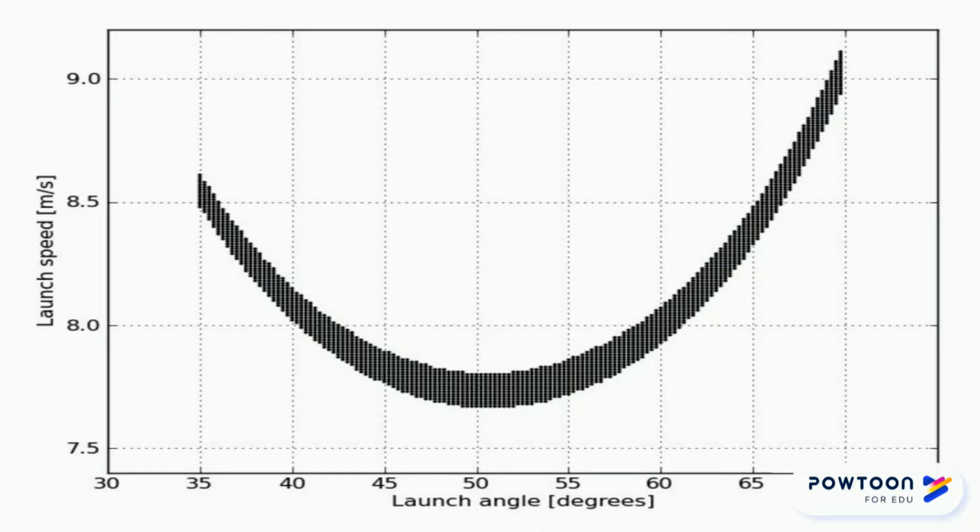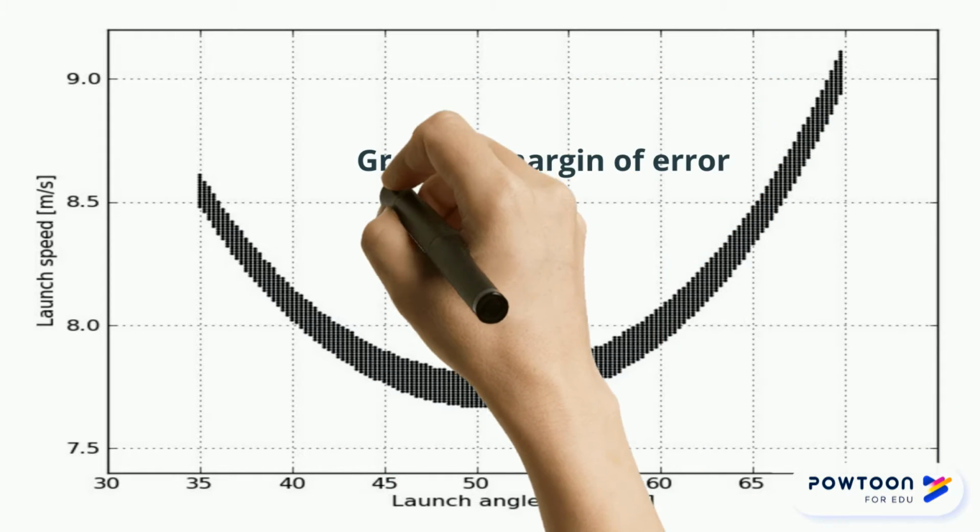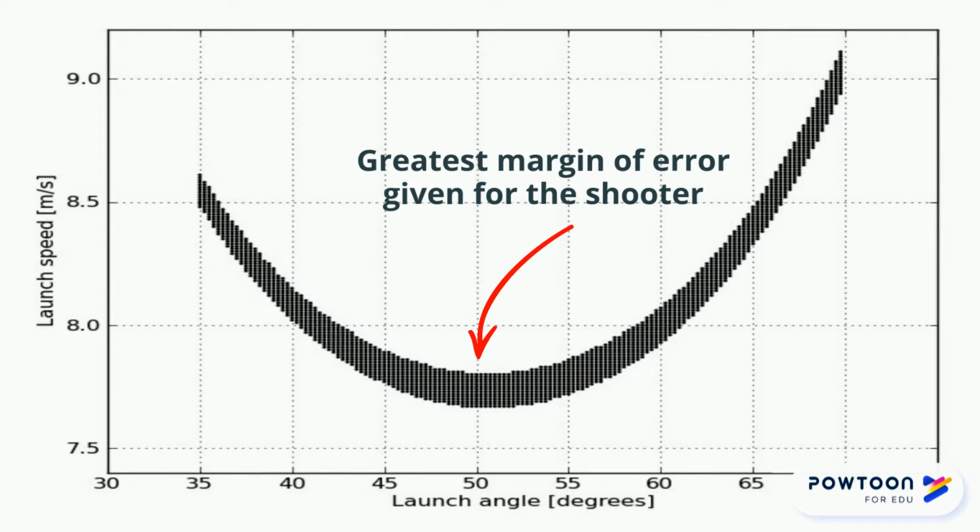The curve shows us the possible combinations of speed and angle that produce a basket, with the thickness of the curve corresponding to the margin of error. Clearly, the greatest margin of error for a player is given by a launch speed of approximately 7.8 meters per second and a launch angle of approximately 50 degrees.